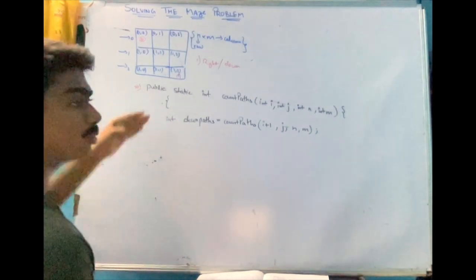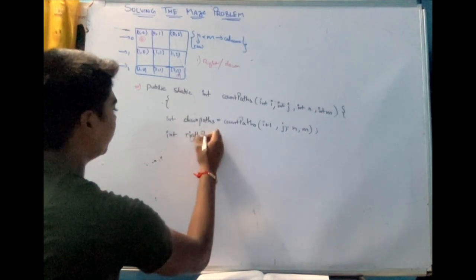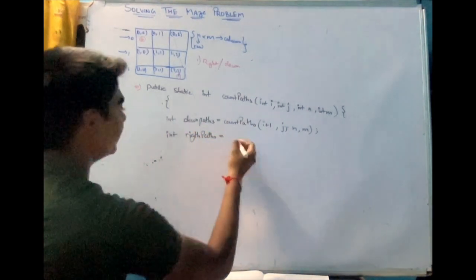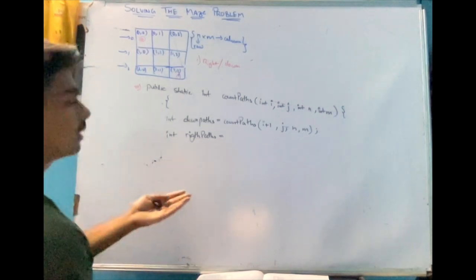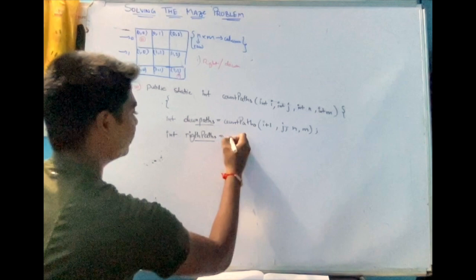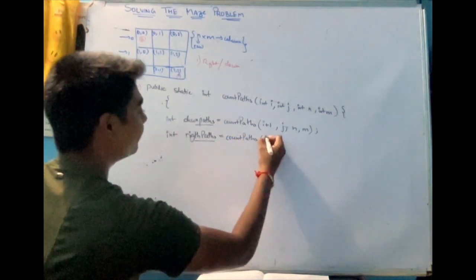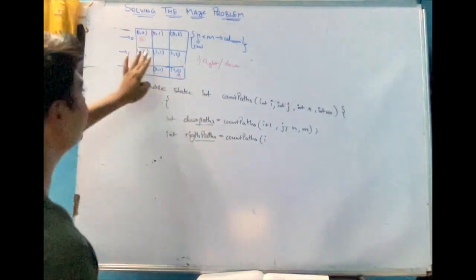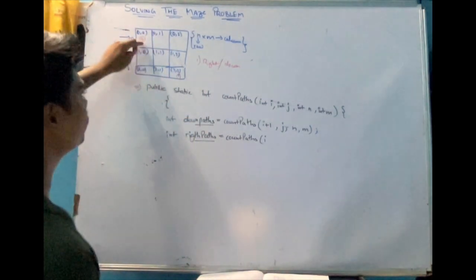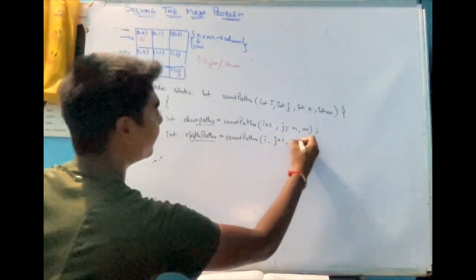Similarly, we have to write the statement for moving towards the right. So we'll be writing that int right paths. So it will again return the number of paths. So we'll have to store in these variables. So for right path, we'll be storing in this count paths. Again, we'll be calling the same function. And this time, I will be leaving i as it is. In this case, we'll be increasing j, the column number. So for example, if it was over here, it should increase by 1 in the next box. So we'll be writing j plus 1, and n and m will be as it is.